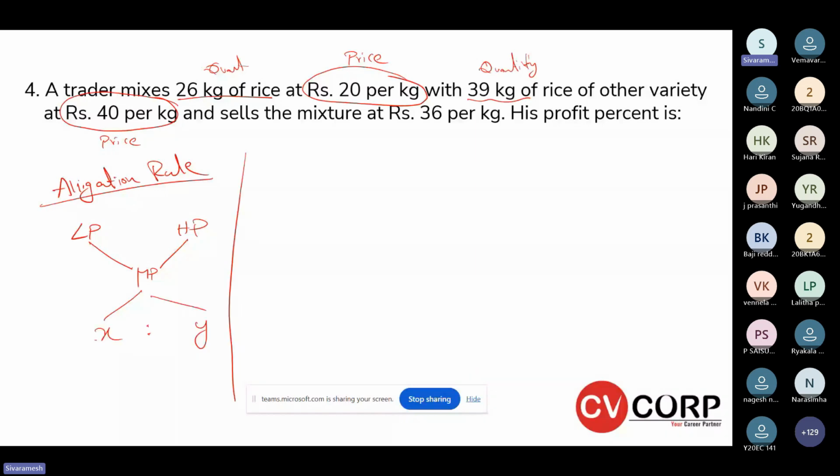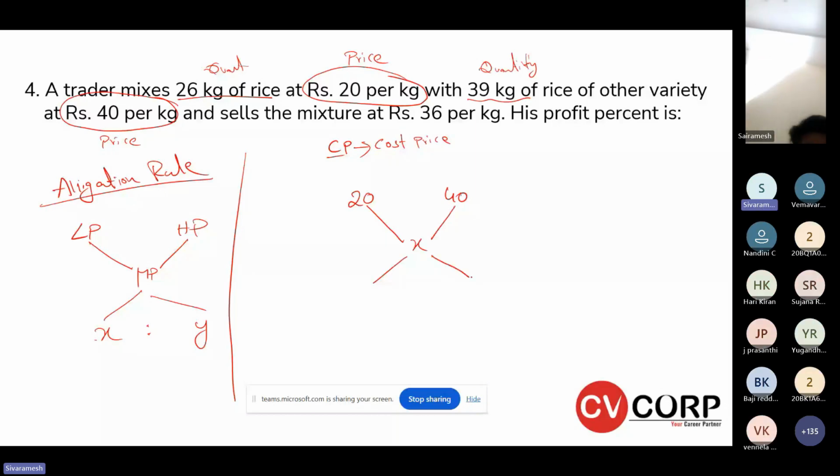But if you observe the question, they're talking about the cost price of the rice: 20 rupees per kg, and one more price is 40 rupees per kg. They are talking about cost price. Let's say one type of rice costs 20 rupees per kg, another type of rice is 40 rupees per kg. If we mix both, we don't know this value. Let's assume that it is a value of x. Next, for the 20 rupees per kg rice, how much quantity do we have?